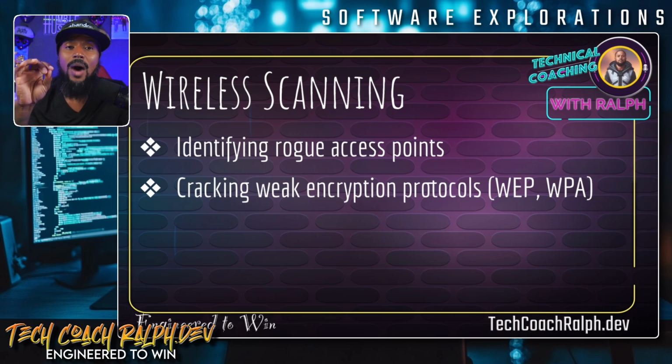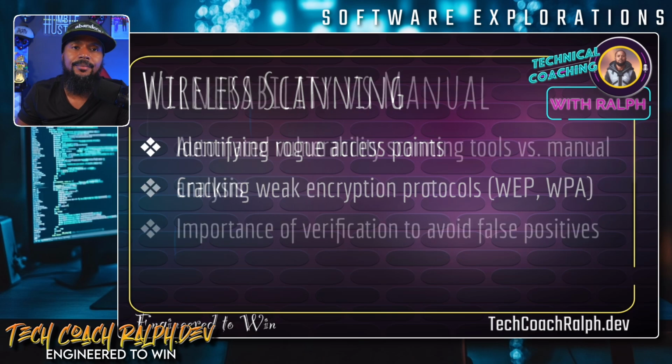Now we also have wireless scanning, identifying rogue access points. So there are different ways you can get into a company's network through their wireless, maybe because they didn't have a secure password or something like that. Cracking weak encryption protocols such as WEP and WPA.